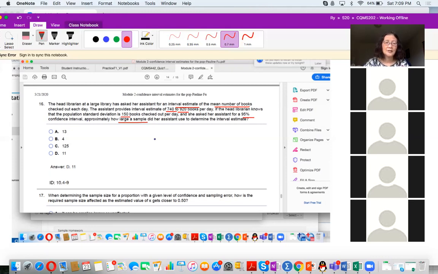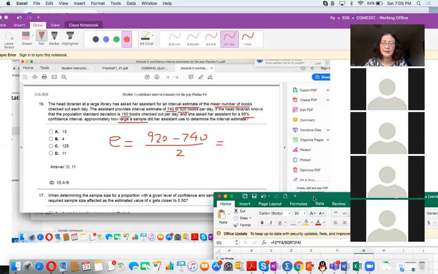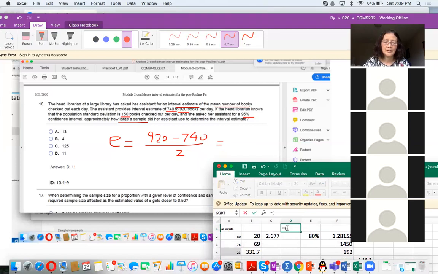And you just need to use the sample size formula. In the sample size formula, you need margin of error E. Margin of error E is just upper bound minus lower bound divided by 2. That is the margin of error. Once you have this number, so what is that number? Excel. Going to use this one here. So 920 minus 740 divided by 2 is 90.